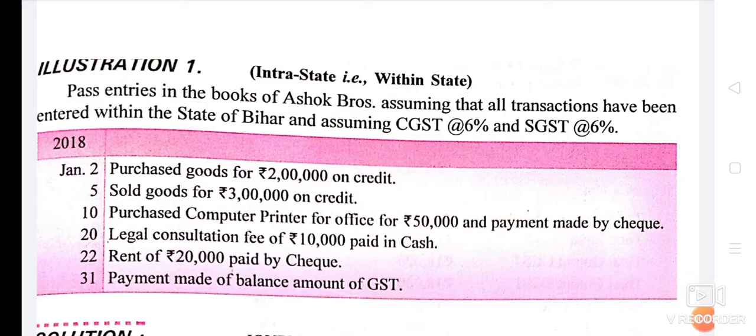Yesterday we discussed the basic information about accounting for goods and service tax, that is GST. Now from today onwards we will see some problems of passing journal entries and how to adjust the GST in the books of accounts. First we will see some problems of intrastate transactions, that is transactions within the state.